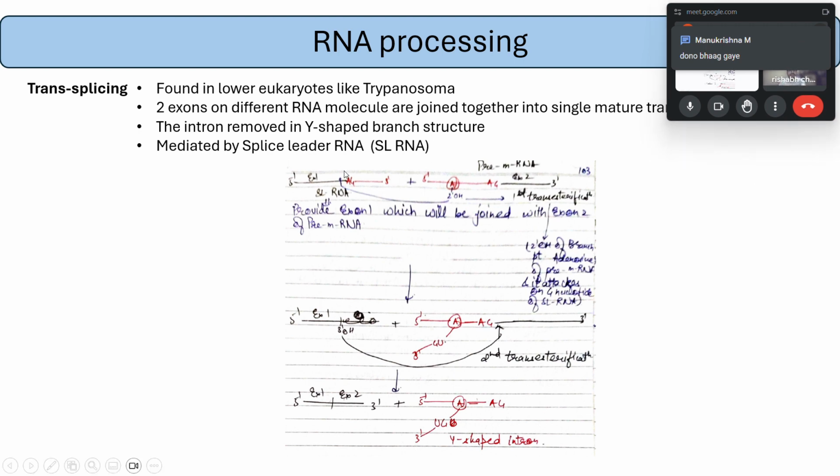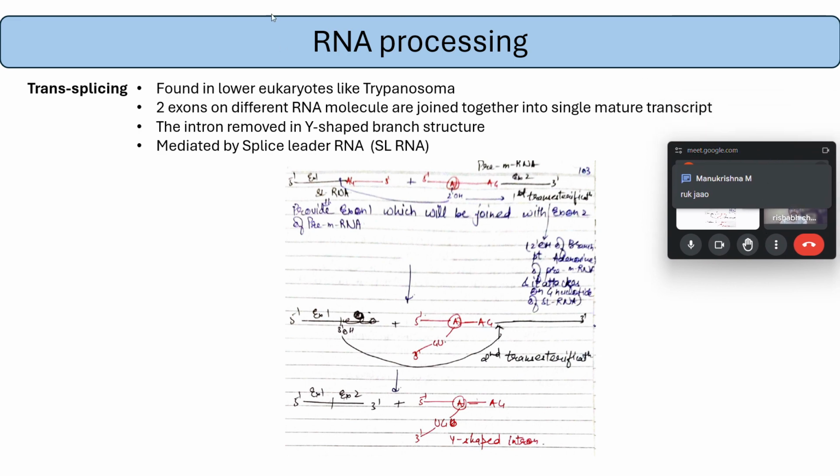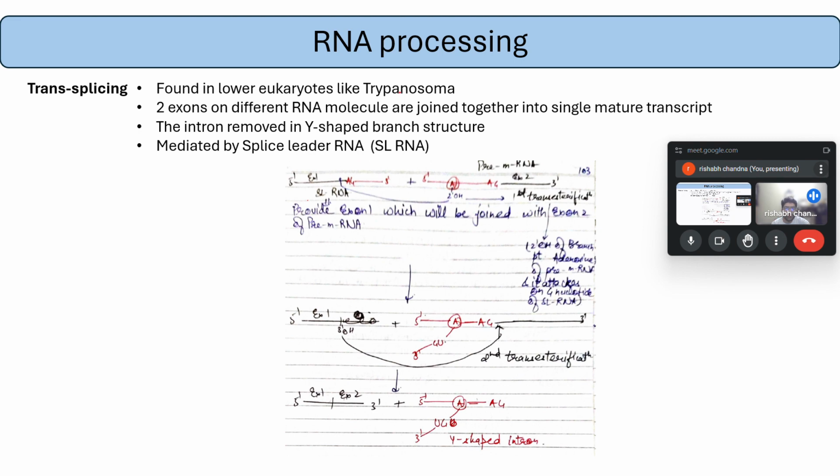So moving on to trans-splicing. This process is found only in lower eukaryotes like trypanosoma. And here, as we discussed earlier also, two different transcripts have exons and they are linked together. That is why it is called trans-splicing. And the intron that is formed is a Y-shaped branch structure rather than a lariat structure, and this is mediated by the splice leader RNA.